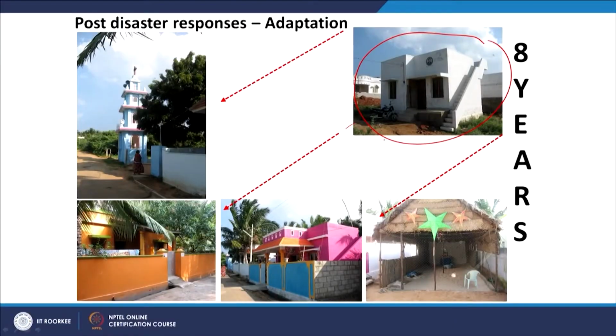I visited the same site again after 8 years. Though I finished my research, I still visited these places, how these things are. Initially they were given this house, but now the same houses have been modified in this way in Kovalam.